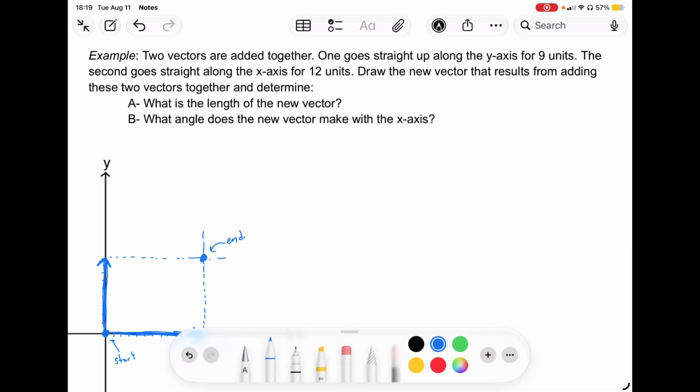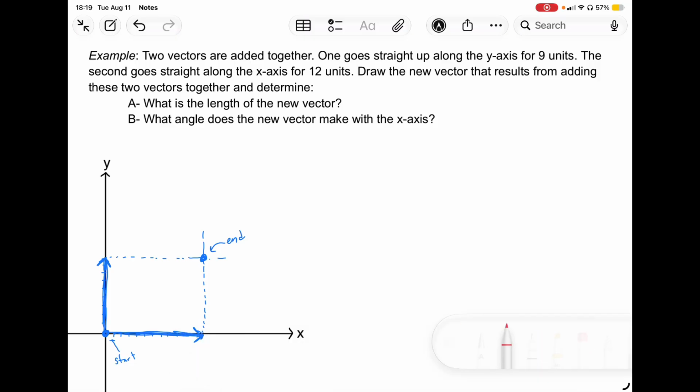Another way to do this is, I'm going to switch colors, so we had one that goes along the y-axis. Wherever we started with that one, we could start our new one. Then we said there was a second vector that goes straight along the x-axis for 12 units. If we went straight along the x-axis, we would just be going horizontally over for 12 units, and that would get us to the exact same point.